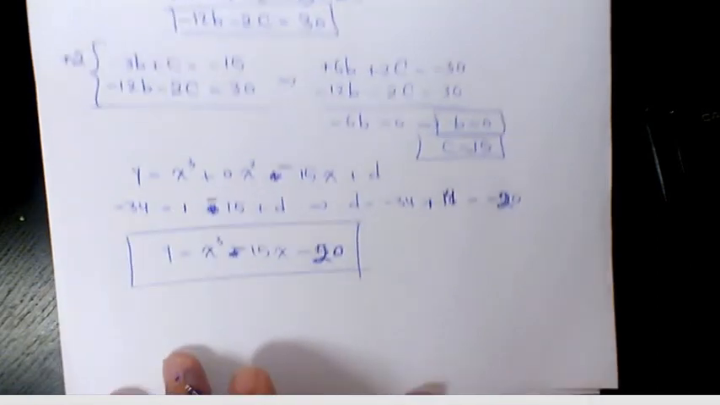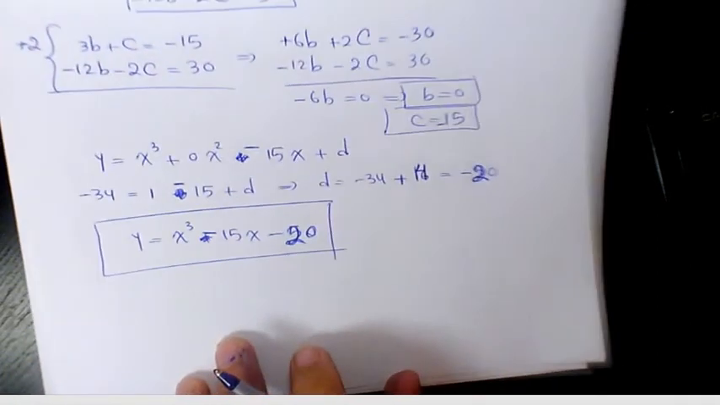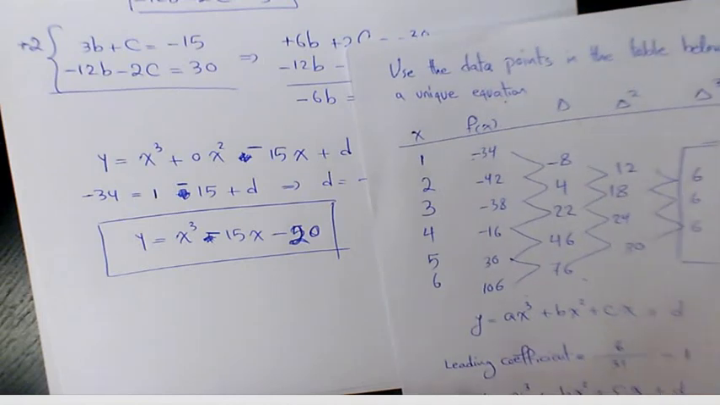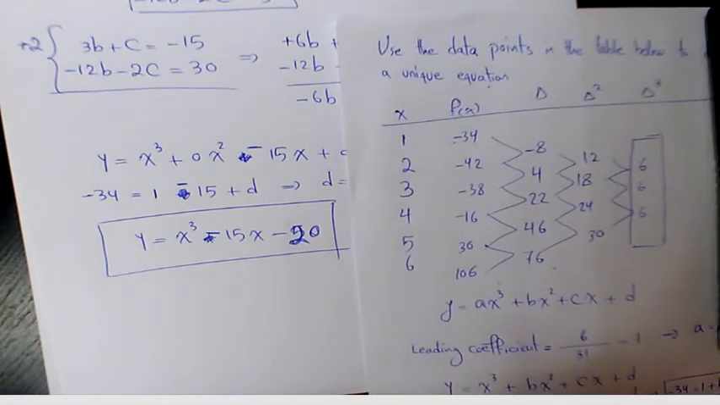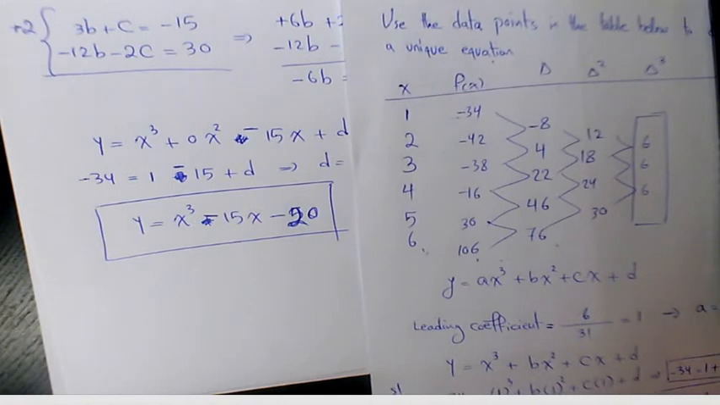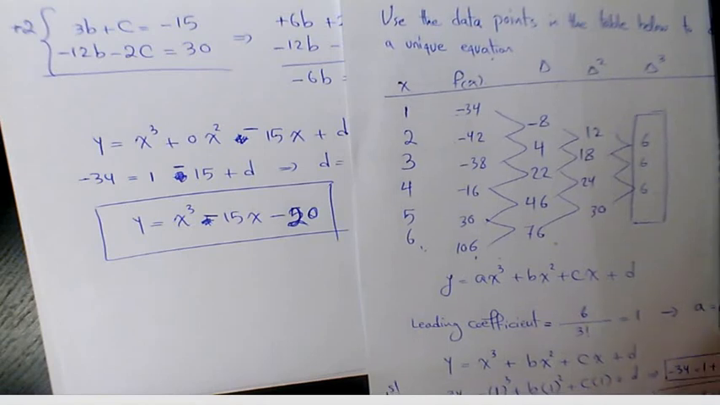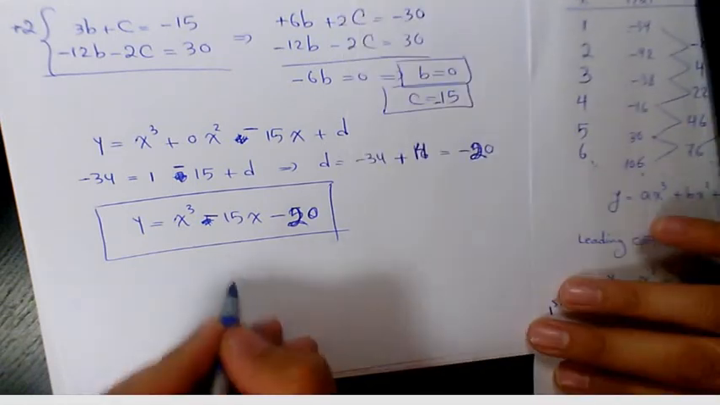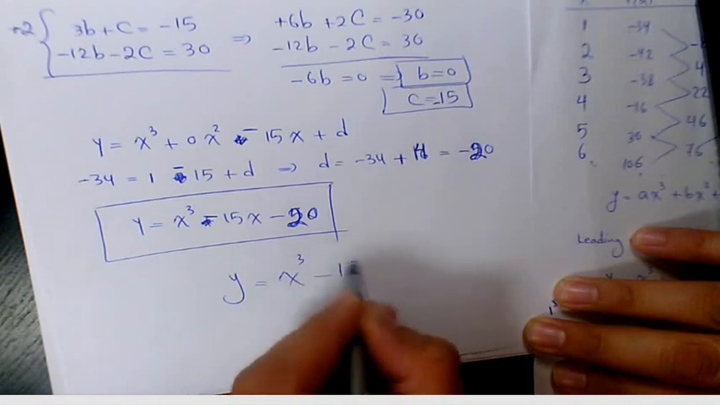That's the function. If you want to check it, you can substitute any of these numbers you had in here to find out if it works or not. 6 and 106, for example, is going to be 6 to the power of 3 minus 15 times 6 minus 20. That's going to be 106. And 5, when you sub it there, 5 to the power of 3 minus 15 times 5 minus 20 is going to give me 30. If you sub 4, 4 to the power of 3 minus 15 times 4 minus 20 is going to be negative 16. So it works for all these numbers. So the equation is going to be y equals x cubed minus 15x minus 20.